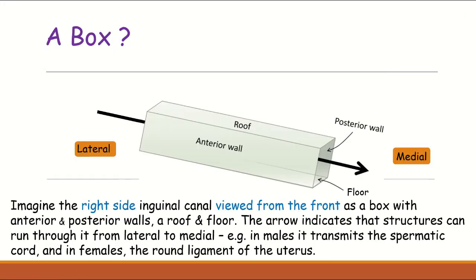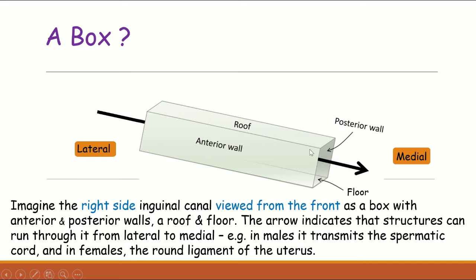Now let us understand the shape of the inguinal canal. This is a very basic shape of the inguinal canal, and it is represented as a box. So the inguinal canal is somewhat like a box. As you can see in this diagram, this box is showing four walls. The front facing wall of this box is the anterior wall of the inguinal canal. This is the roof, the superior wall, and the posterior wall is opposite to the anterior wall, and then the floor.